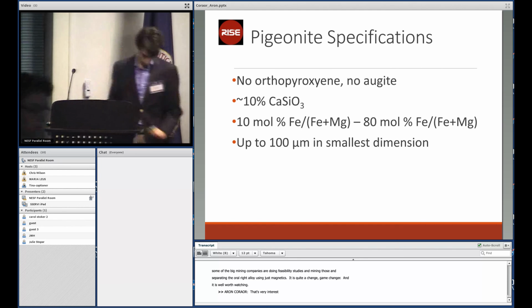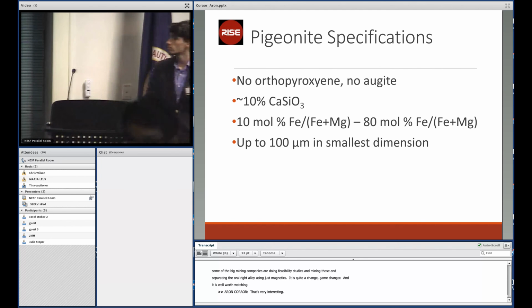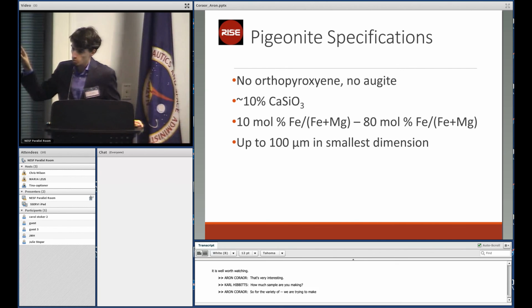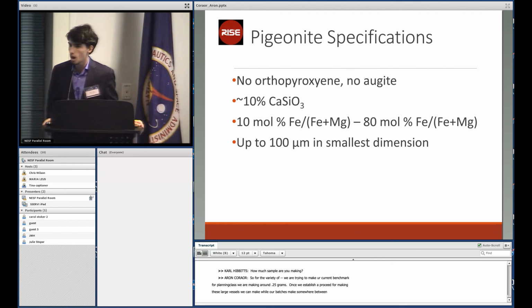Okay. One more. Did you mention how much sample you're making? For our current benchmark for plagioclase, we're making around 0.25 grams. But thankfully, the idea behind it is once we establish a procedure for making these large crystals of plagioclase, which we have, while our batches make somewhere between 0.1 grams and 0.5 grams typically, we can do that as many times as is necessary to create more material to use as standards. All right, thank you. Thank you very much.